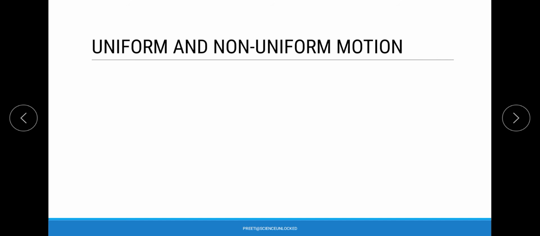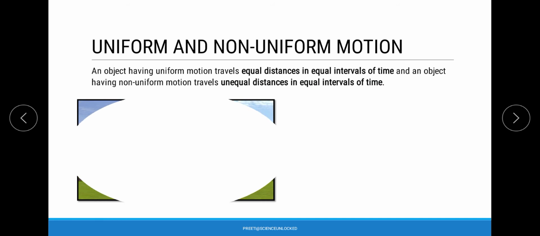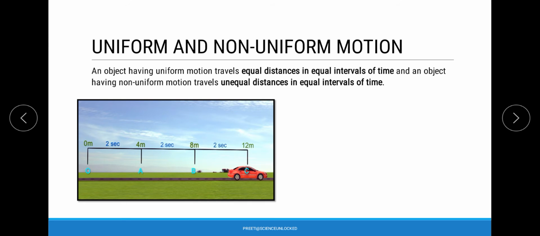On the basis of that, there are two kinds of motion, uniform and non-uniform. Uniform motion is the motion where the object is covering equal distances in equal intervals of time. On the other hand, non-uniform motion is the one where the object is covering unequal distances in equal intervals of time.